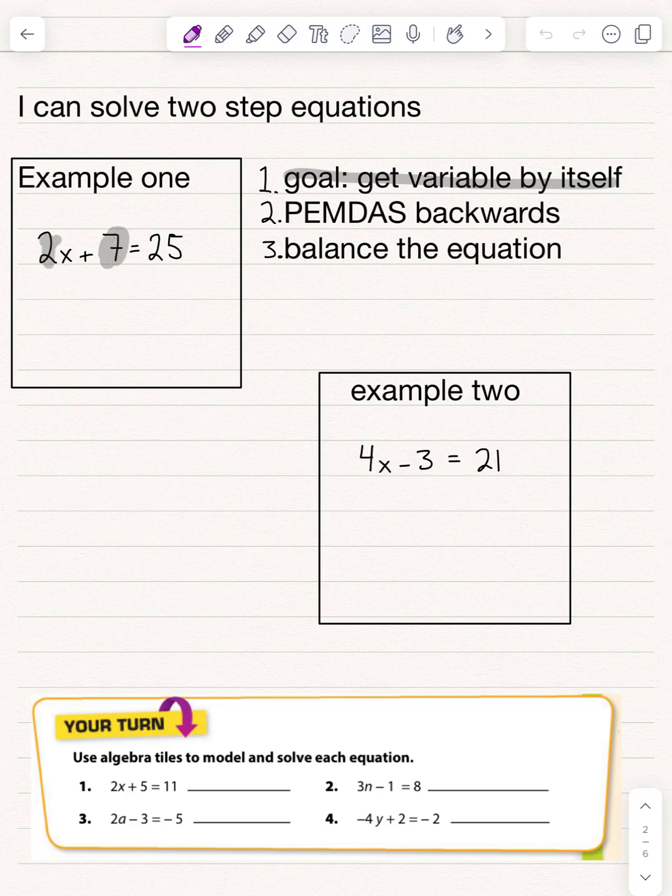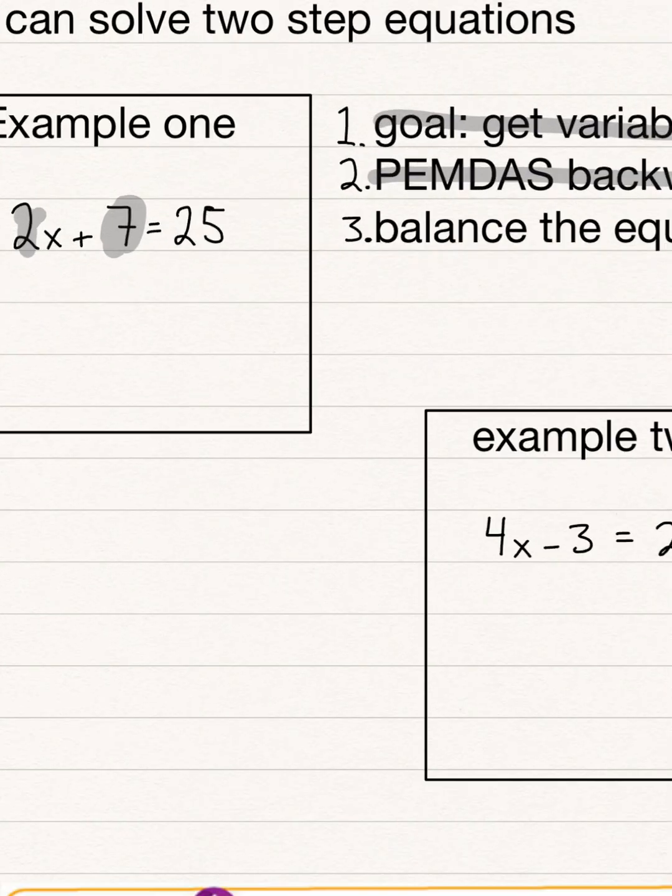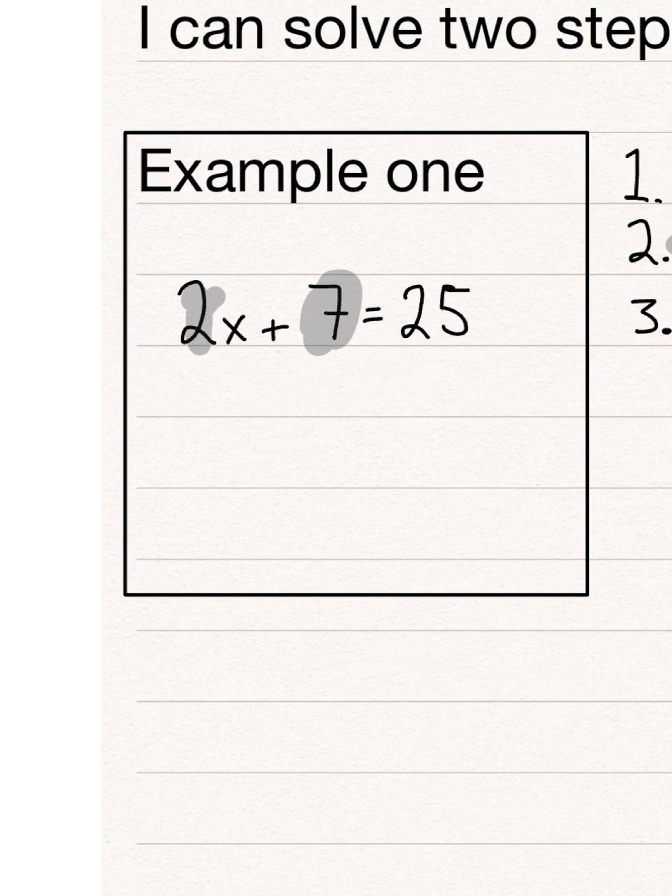When I get rid of the 2 and 7, I'm going to do PEMDAS backwards. So I'm going to undo addition and subtraction first, then I'll undo multiplication and division, and then I'll undo any exponents and then parentheses. So the first thing I have to do is get rid of this 7. The inverse operation of addition is subtraction. So to get rid of 7, I'm going to subtract 7.